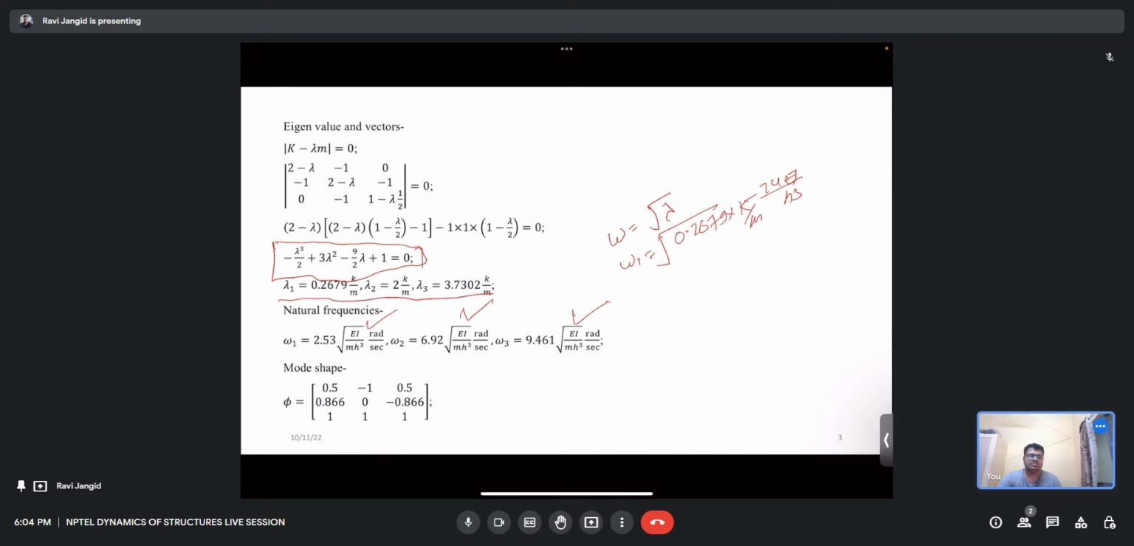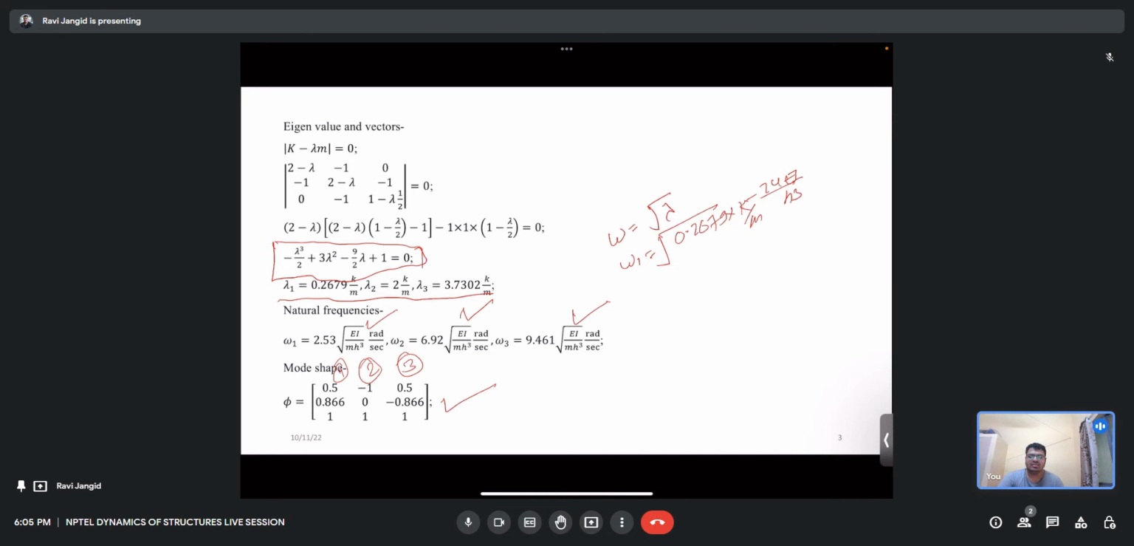As I discussed in the content of week 10, we discussed how we determine the mode shapes for this same problem. So from there we directly get the mode shapes for the first mode, for the second mode, and for the third mode.